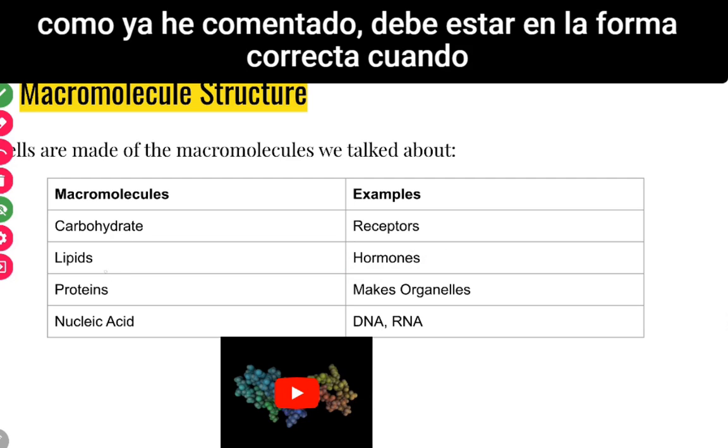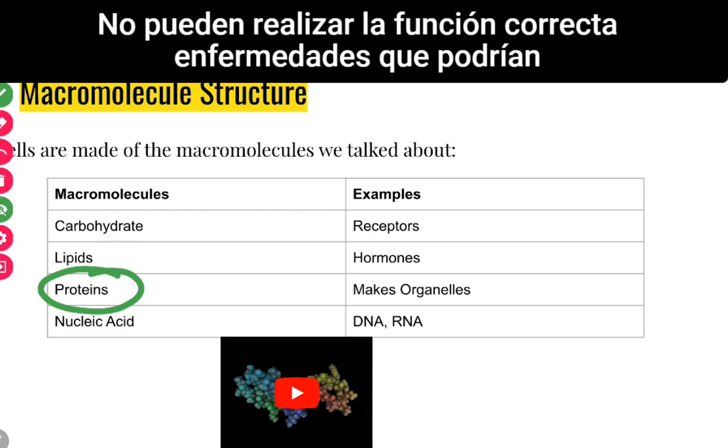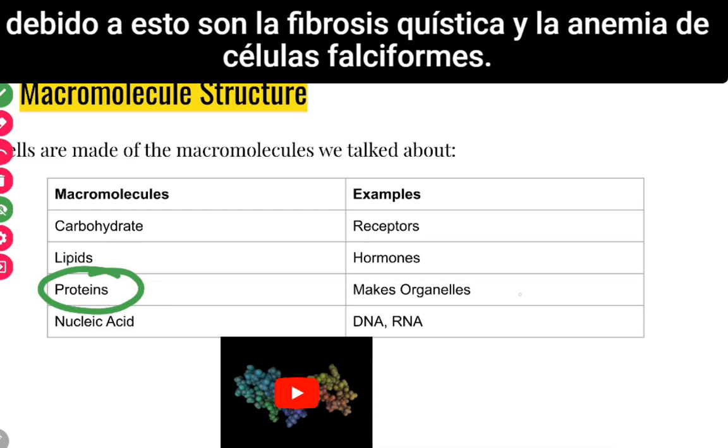Proteins, as I've already discussed, must be in the correct shape. When they are not in the correct shape, they cannot perform the correct function. Diseases that might be caused by this are cystic fibrosis and sickle cell anemia.